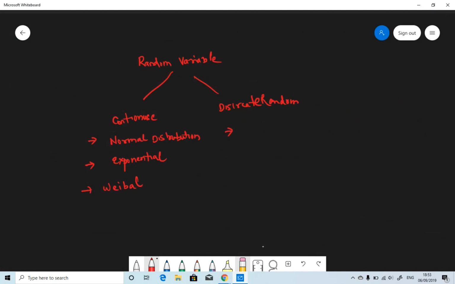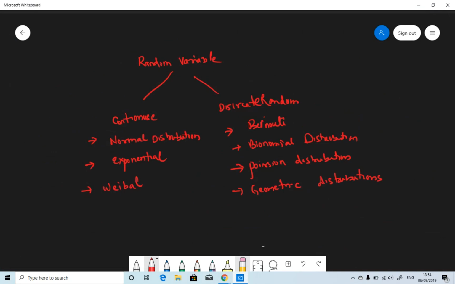Discrete distributions: Bernoulli distribution, binomial distribution, Poisson distribution, and geometric distributions. In terms of machine learning algorithms, these are the important ones. What are the important things? Normal distribution, these two, and I can say these three distributions are important.